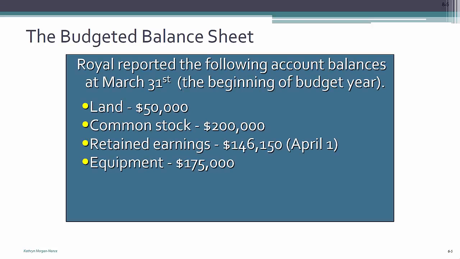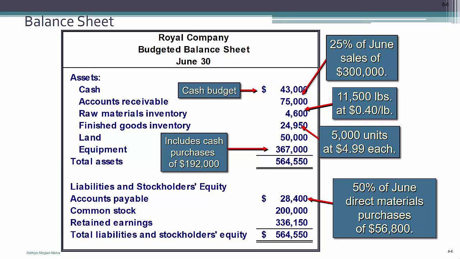Because balance sheet accounts are permanent, they are never zeroed out with closing entries like the temporary income statement accounts are. Royal must consider the balances in certain accounts as of the beginning of the budget period, March 31st. Please make a note of the supplemental information as we'll need it to complete the budgeted balance sheet. And here is the balance sheet.